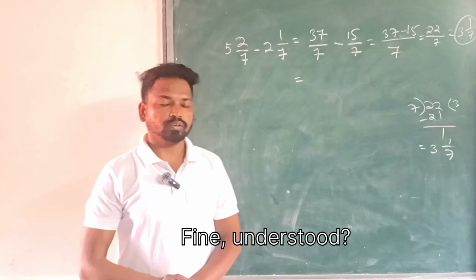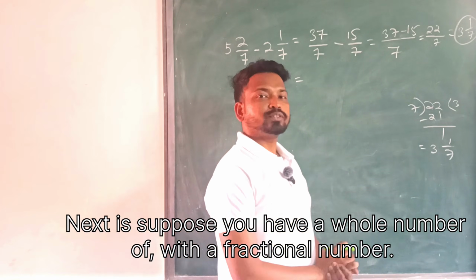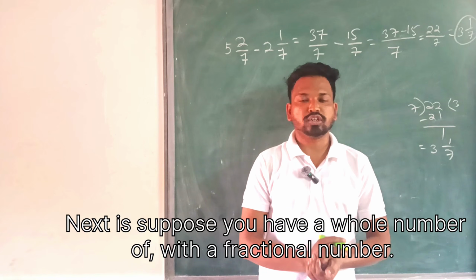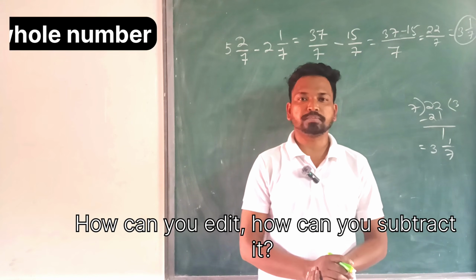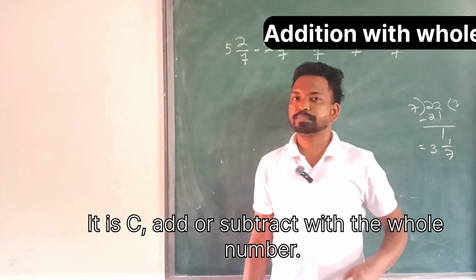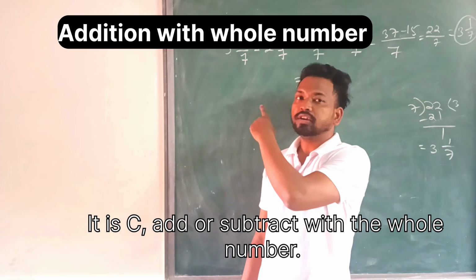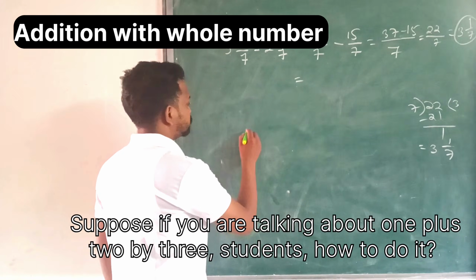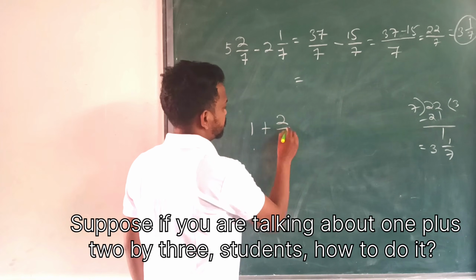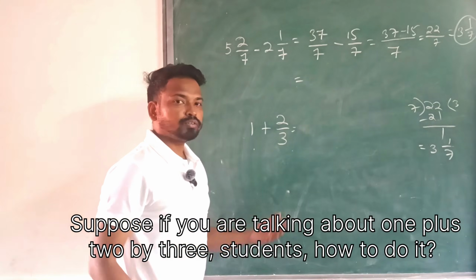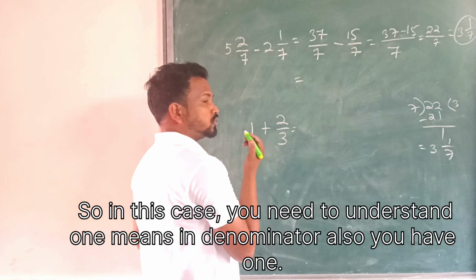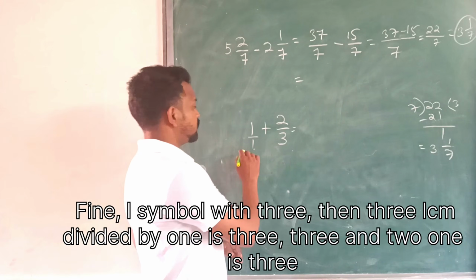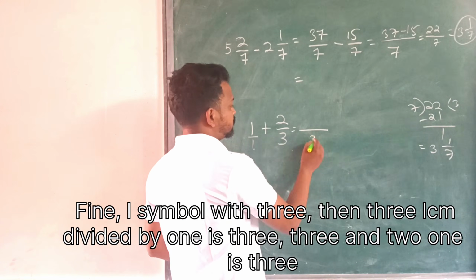Fine. Understood? Okay, fine. Next is, suppose you have a whole number with a fraction. How can you add it? How can you subtract it? Let us see. Add or subtract with a whole number. Suppose you are talking about 1 plus 2 by 3. Students, how to do it? In this case you need to understand that 1 means in the denominator also you have 1. So my LCM will be 3.